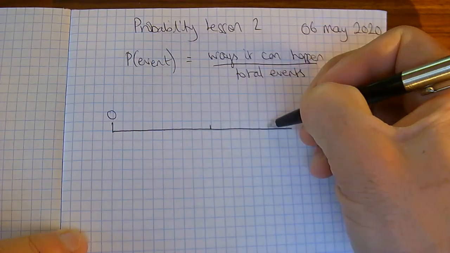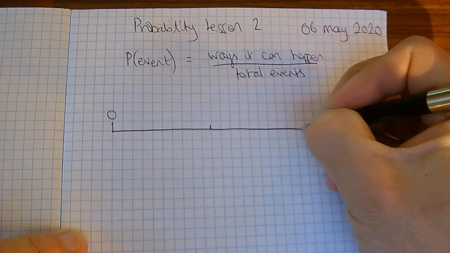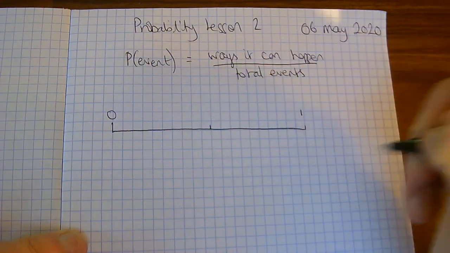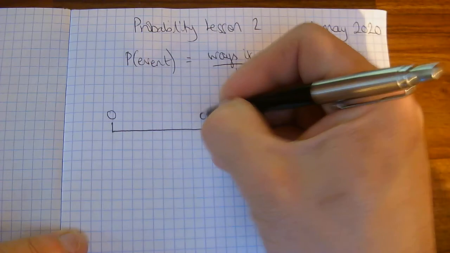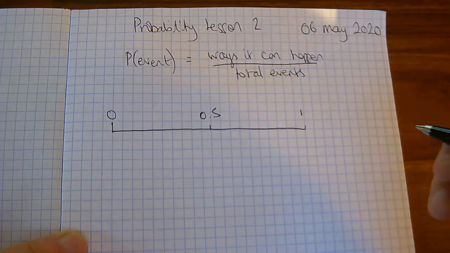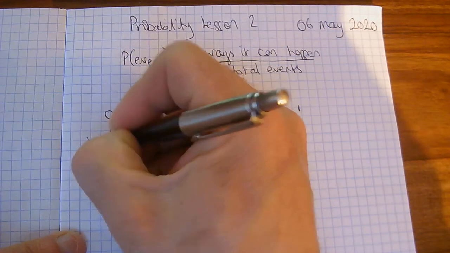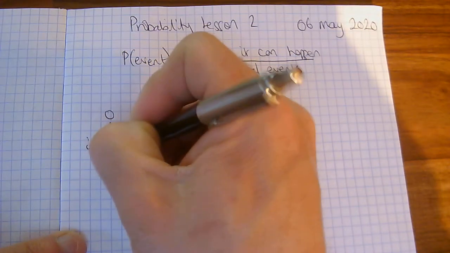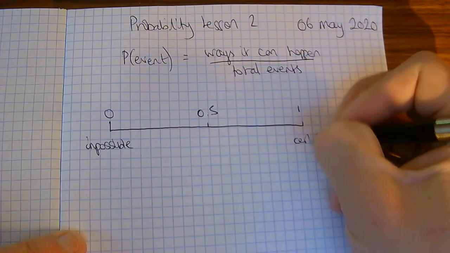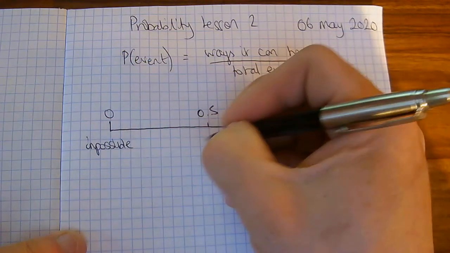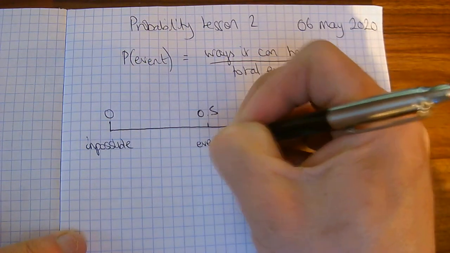Okay, I'm just making sure I get the same number of squares each side. So I've got 0, I've got 1, and in the middle I've got 0.5. There's some key words we need to associate with this. Obviously for 0, something's impossible. If it's 1, it's certain. And if it's 0.5, then it's evens.